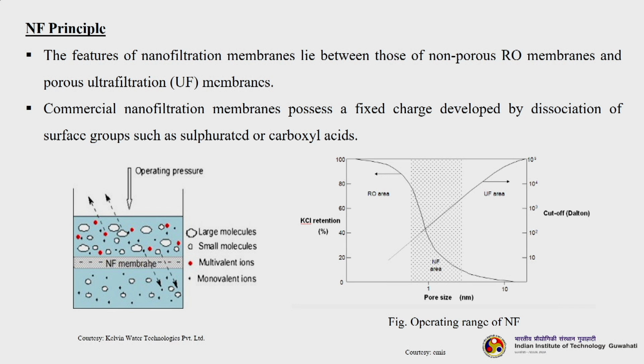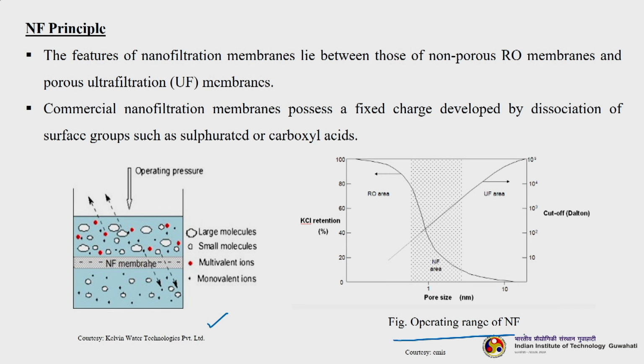Commercial nanofiltration membranes possess a fixed charge developed by dissociation of surface groups such as sulfonated or carboxylic acids. You can see in this figure how nanofiltration rejects large molecules, small molecules and multivalent ions. However, the monovalent ions, because of their very small size, pass through the membrane along with water.